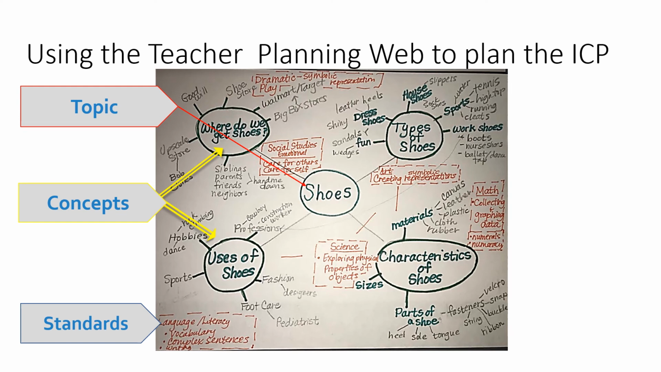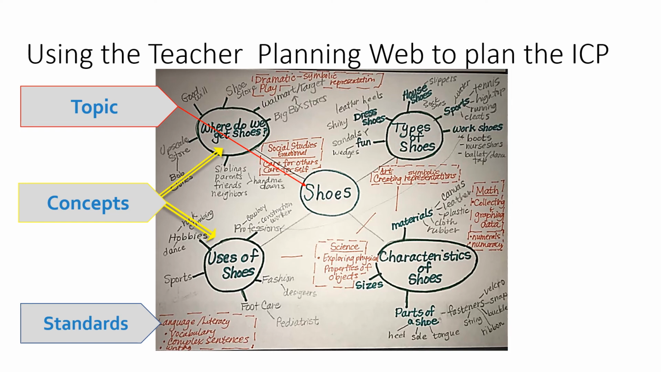Where do we get shoes as a concept? Types of shoes or kinds of shoes is a concept. Characteristics of shoes is a concept, and uses of shoes is a concept. We take those concepts and then we break them further down. Now, technically, I could improve this web by putting circles around all of the lines that are forming out from the concept, and then I would further go out with additional lines, really creating this to be a concept web.